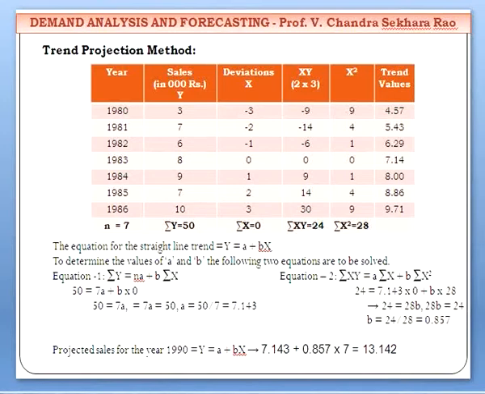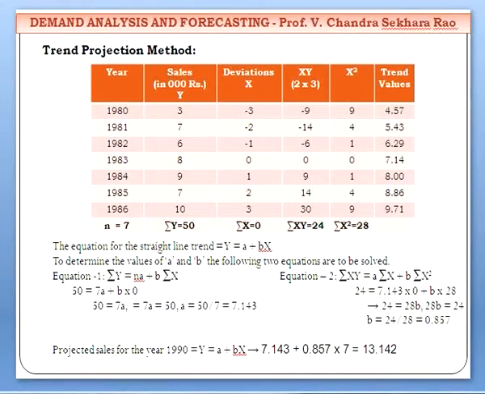A is a constant factor and b is the rate of change or slope. That indicates the growth or rate of change. So after that, the trend values are given in the last column. So that gives you an idea. Y is equal to a plus bx, where the a value is 7.143 in this example and the b value is 0.857 into 7.